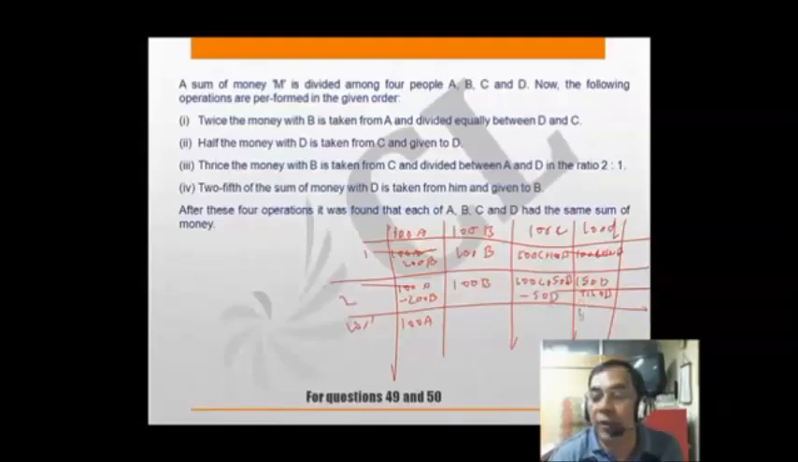And 150D plus 250B. This will remain as 100B, and this will become 100C minus 300 minus 250B minus 50D. Now my last round comes.